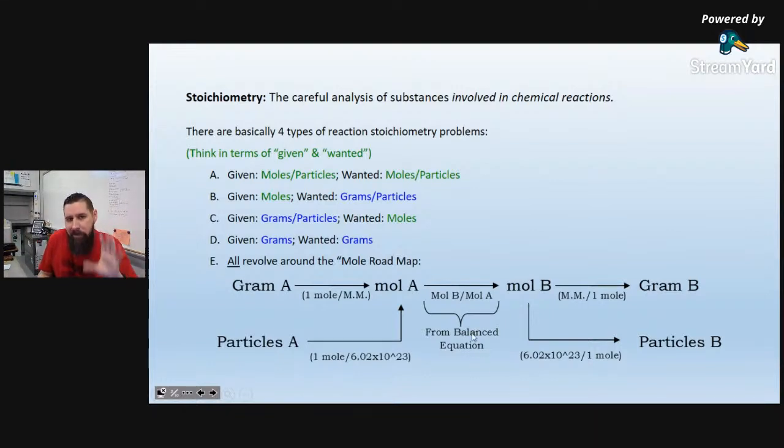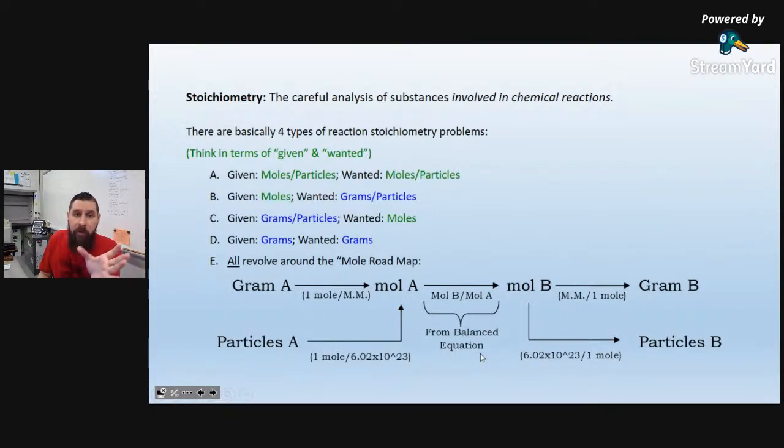So let's delve a little bit deeper into this mole roadmap with these four types of problems that you can encounter. So again, the first type is this mole to mole or particle to particle. And if you look at the mole roadmap, if I start at moles of A and I'm trying to go to moles of B, the only thing I need is a balanced equation. So real quickly, if you don't know how to balance equations, again, I suggest you stop this video for the time being and go back and watch the video that I've made on balancing equations.